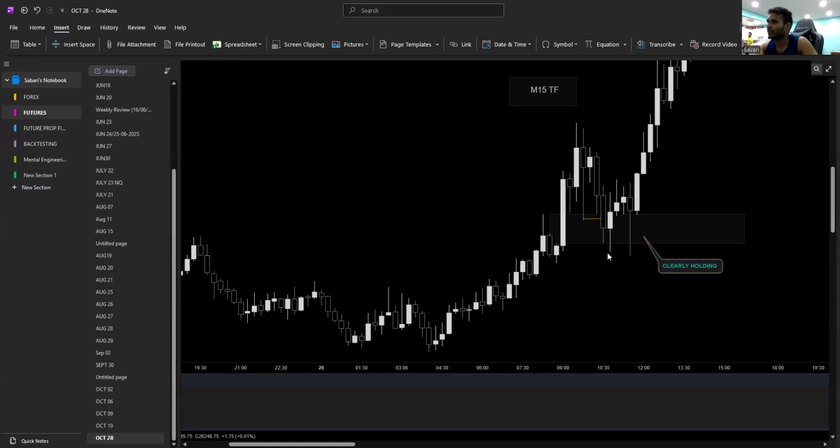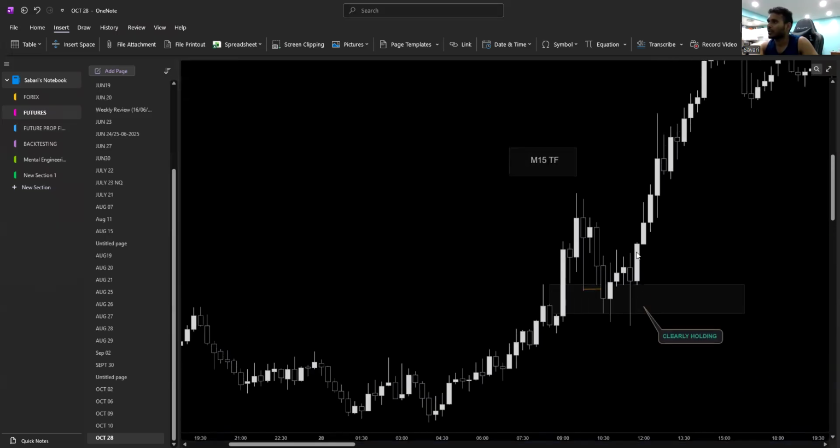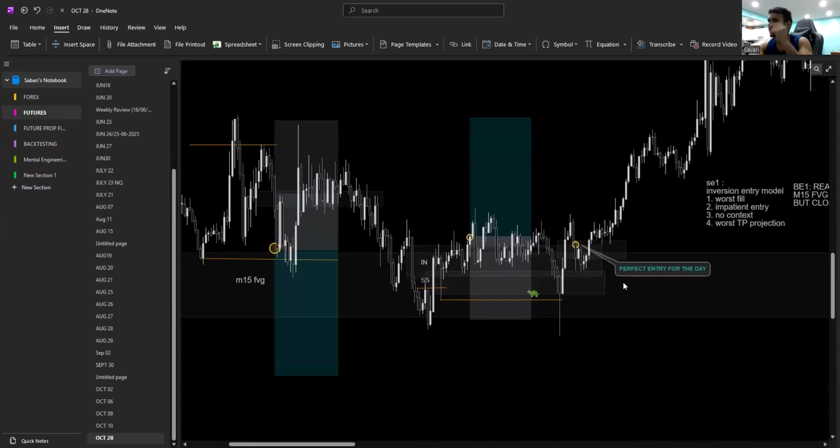It swept the liquidity. It engineered the liquidity, came lower, and swept this liquidity. Now it's clean liquidity plus rejection, and it keeps on trading higher, exactly around 11:30 I guess. Great move, great entry.